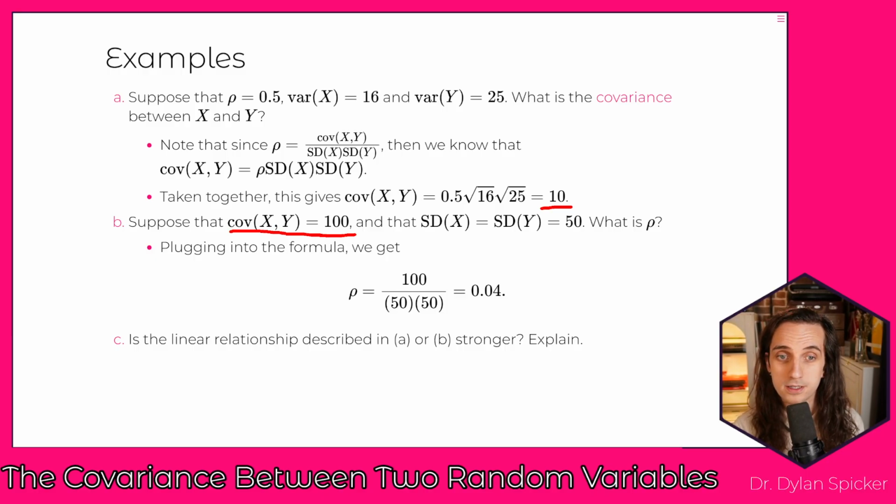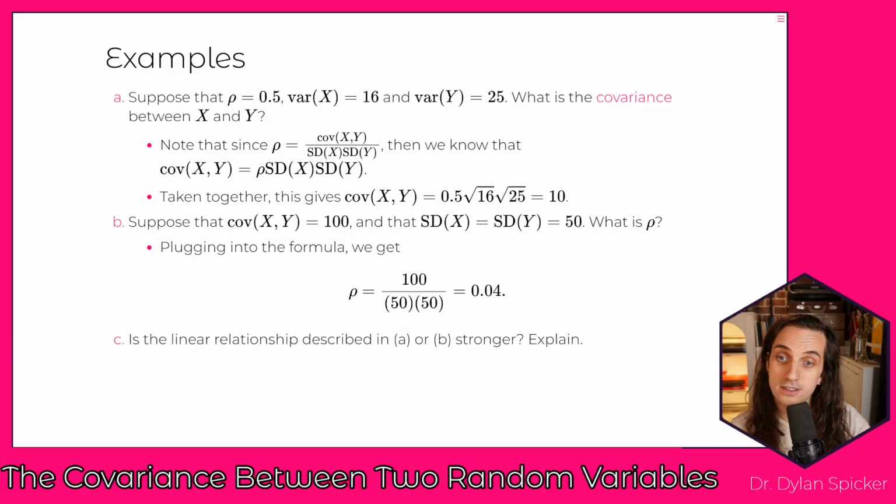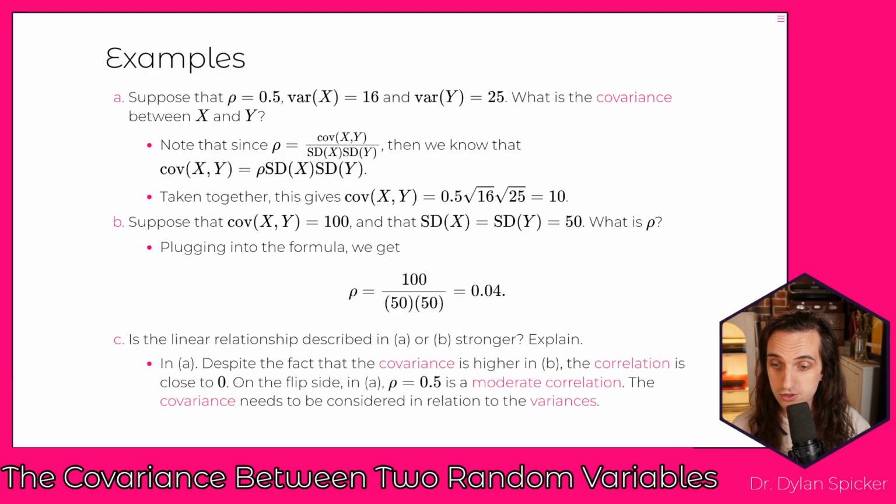However, we have to remember that the covariance is unscaled. And so instead, we could look to the correlations, okay? The correlation in B is only 0.04, whereas the correlation in A is 0.5. And the correlation gives us a standardized measure, and so higher correlations indicate stronger linear relationships. As a result, the relationship explained in part A is actually a stronger linear relationship than the one explained in part B. So even though the covariance is higher, the linear relationship is not as strong.